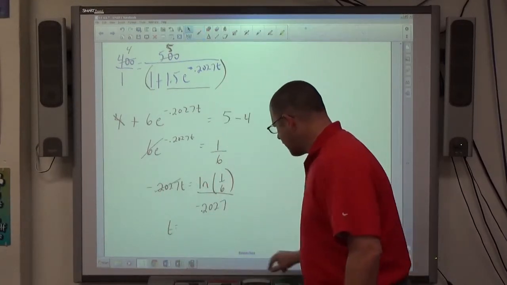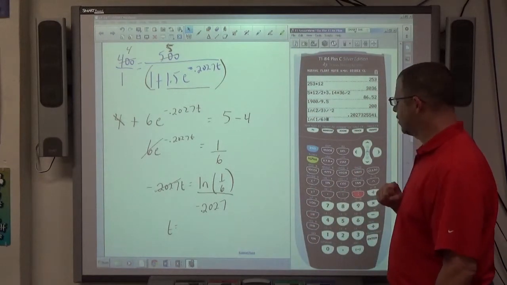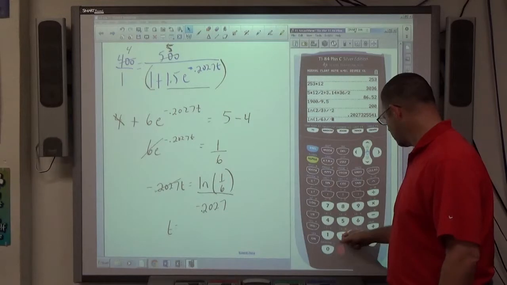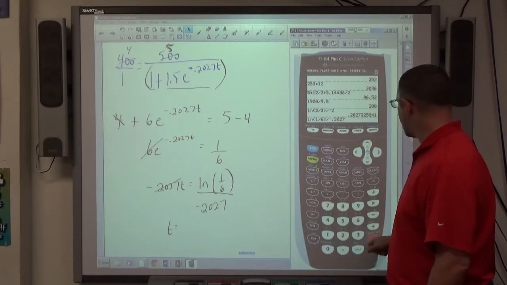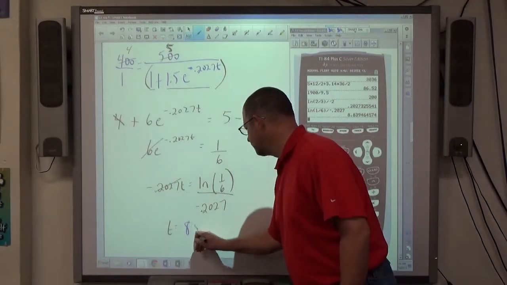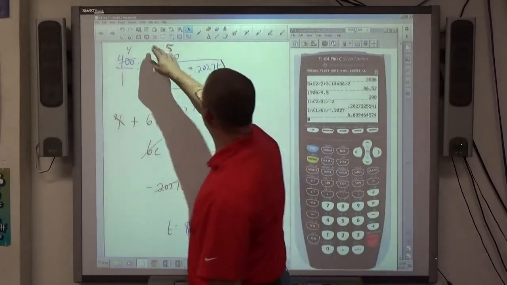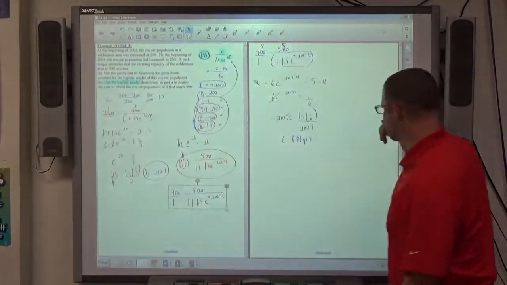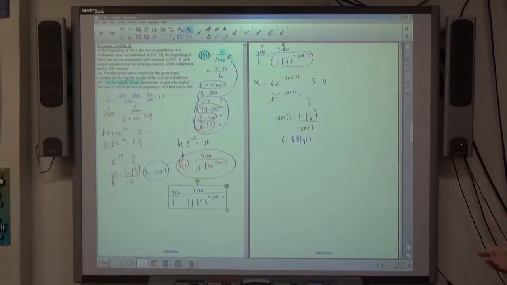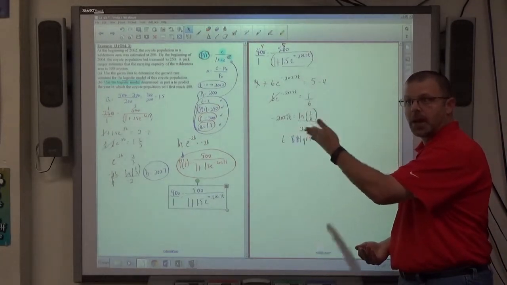And we can determine then, if we type in ln 1/6, in parentheses, finish the log, divided by negative 0.2027, we find out that it took 8.84 years. So the question, going back to the other page, in what year will the coyote population first reach 400? So it's into the 8th year past the beginning, right? But not quite to the 9th year.